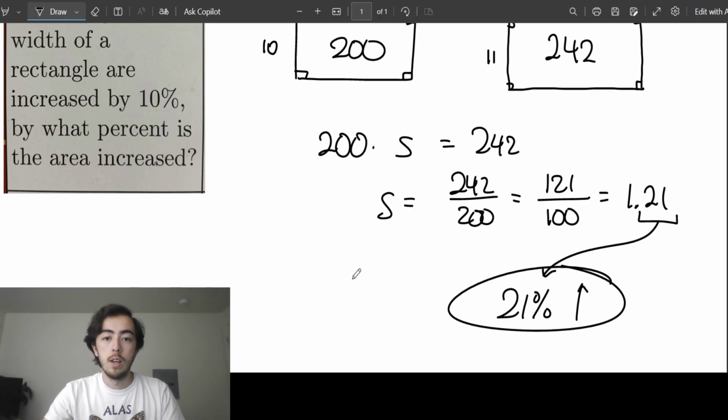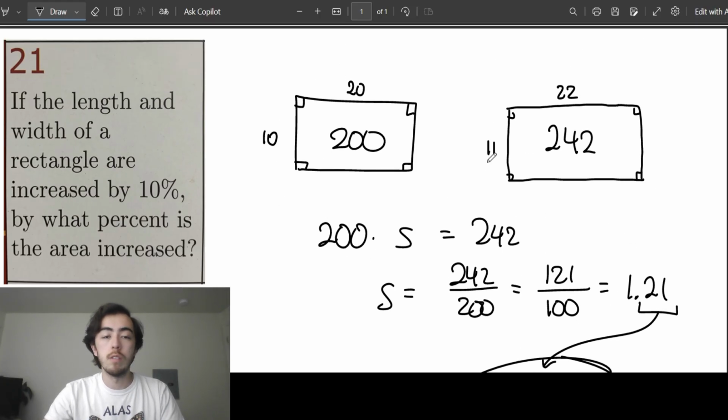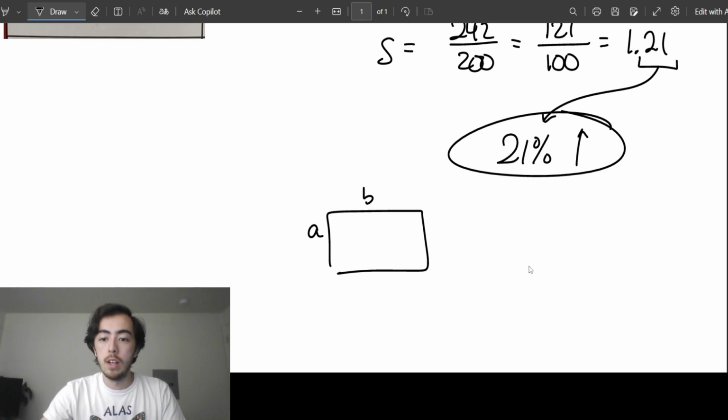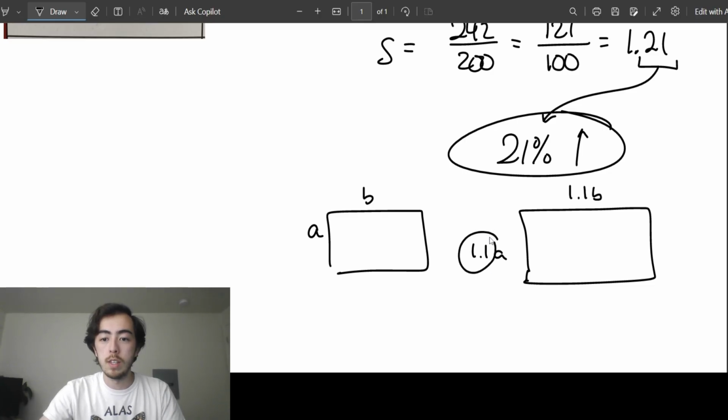Cool. We didn't really need to assign certain values to our rectangle. The 10 and the 20 aren't special. They're just numbers that I felt were easy to use. We could have had a rectangle with an area A by B, and then we would have a new rectangle whose dimensions are 1.1A and 1.1B, because this number right here encodes a 10% increase.